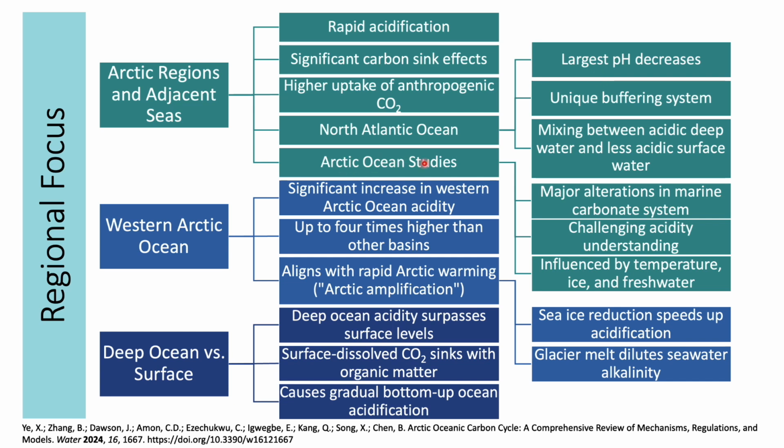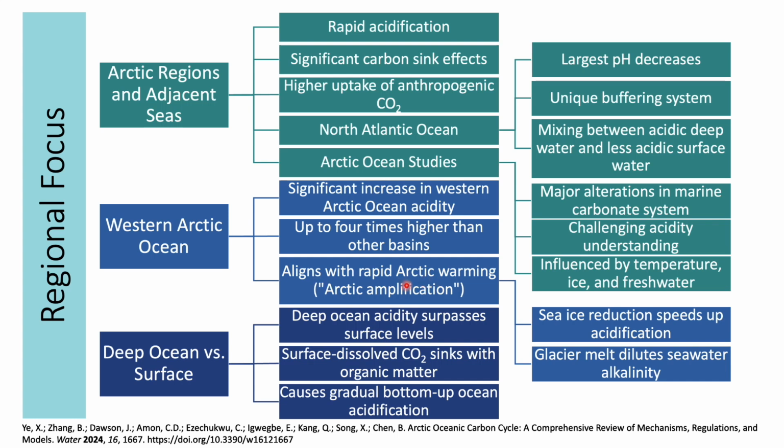And in the case of the Arctic Ocean, what studies have people carried out? One is major alterations in the marine carbonate system. It is challenging to study the acidity and understand how this is happening, and how the influence of temperature, ice and fresh water affects this is also being studied by various scientists. In the Western Arctic Ocean, people study the significant increase in acidity. The increase is up to 4 times higher than in other basins. So this region has a very unique perspective. This aligns with rapid Arctic warming.